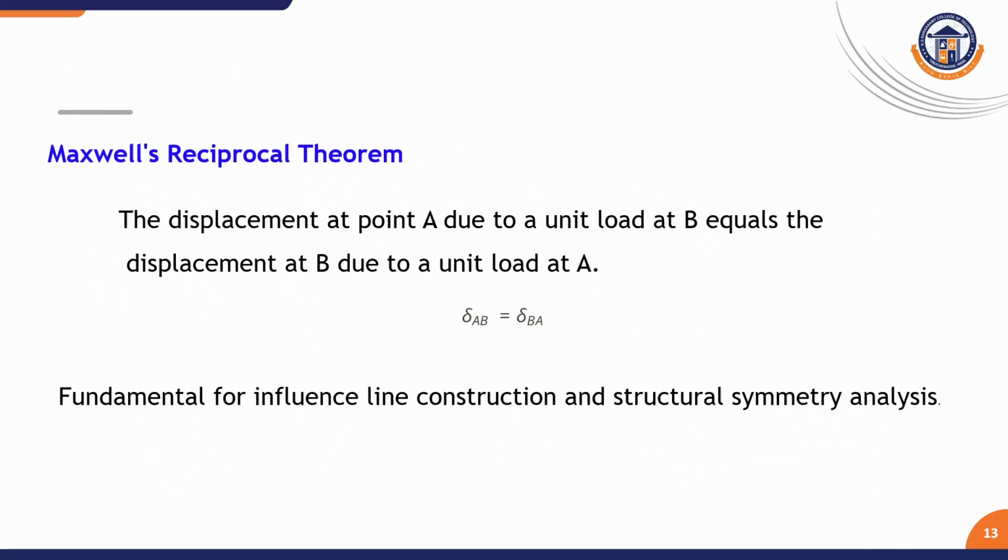Maxwell's theorem. Maxwell's reciprocal theorem states that the displacement at point A due to unit load at B is equal to the displacement at point B due to unit load at A. It is given mathematically as delta_AB equal to delta_BA. That is, displacement of A due to unit load at B will be equal to displacement of B due to unit load at A. This theorem is very useful in checking the results, influence line construction, and understanding structural symmetry.